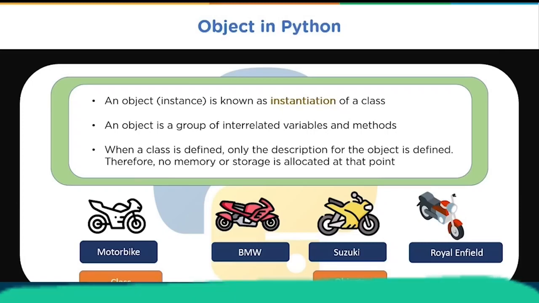So for example, if you see in this, motorbike is a class, but the different objects of that class are different kinds of bikes by different brands like BMW, Suzuki, Royal Enfield. They all have inherited the attributes of the class motorbike, and then on top of it define certain additional variables and methods to enhance the motorbike and make it look different or function differently.